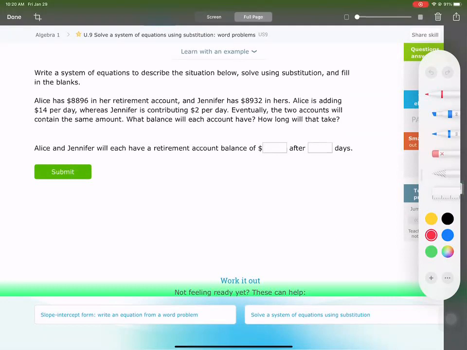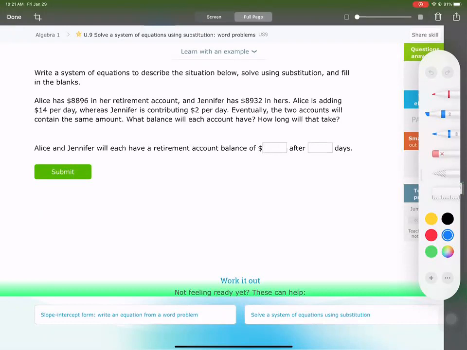All right, so let's get started on our first example here, and I'm going to walk through the IXL with you guys, so you will have examples of this. Write a system of equations to describe the situation below. Solve using substitution and fill in the blanks. Alice has $8,896 in her retirement account, and Jennifer has $8,932 in hers. Alice is adding $14 per day, whereas Jennifer is contributing $2 per day. Eventually, the two accounts will contain the same amount. What balance will each account have? How long will it take?